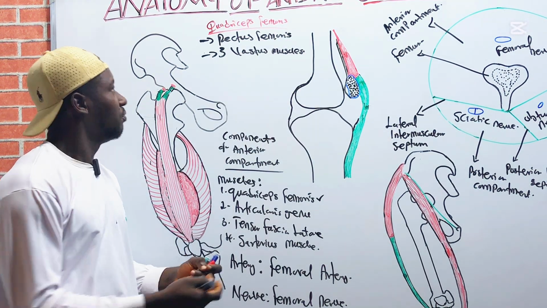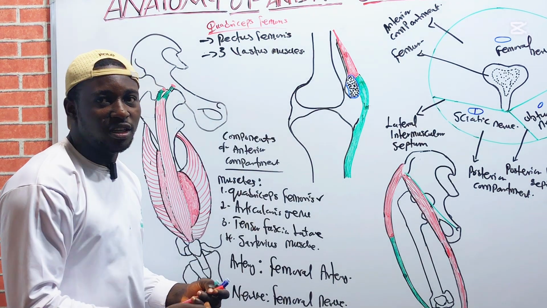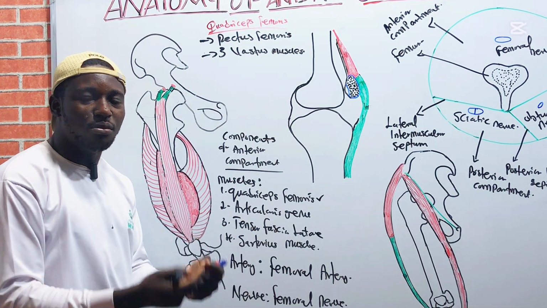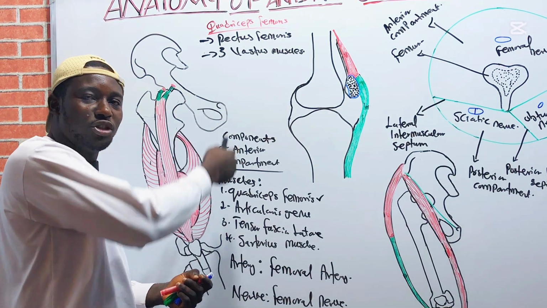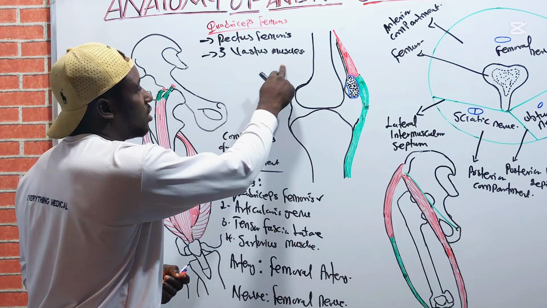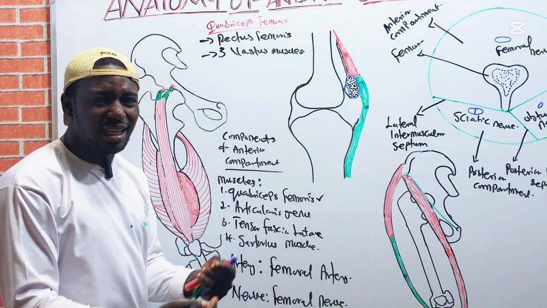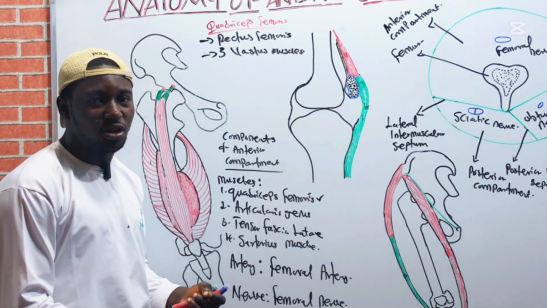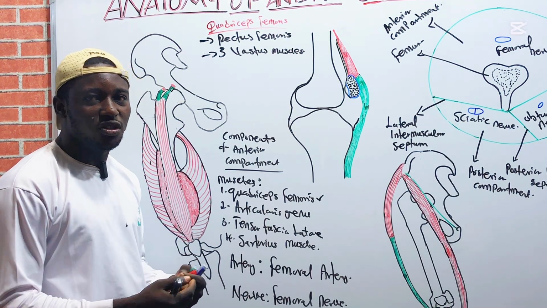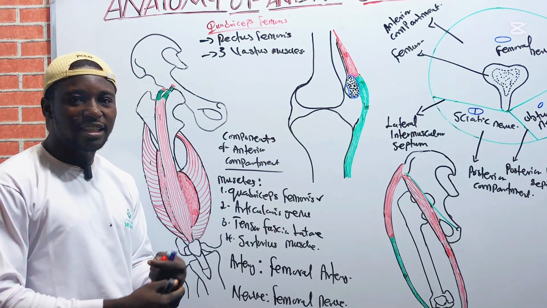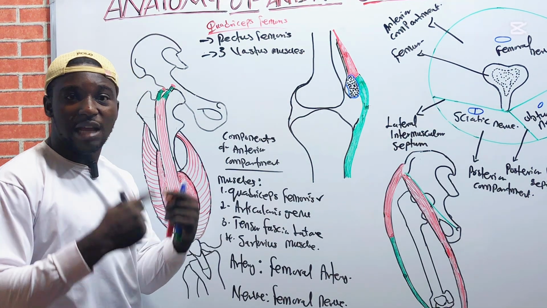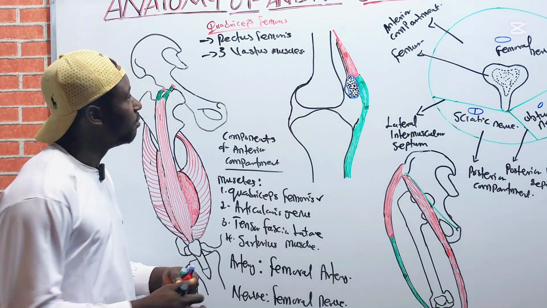Why? Because the rectus femoris crosses the knee joint and the hip joint. That is why it is able to flex the hip joint and as well extend the knee joint. But the three vastus muscles only extend the knee joint. They don't flex the hip joint because their fibers or their tendon do not cross the hip joint. They only extend the knee joint. That was an important clarification to note. You could see it in the MCQ question, the medical board exam.